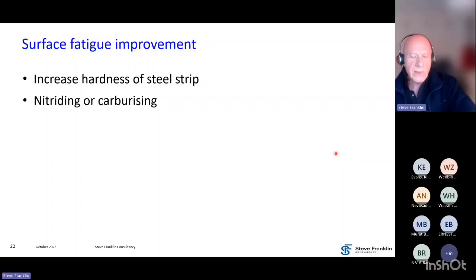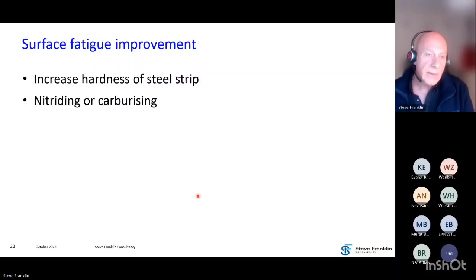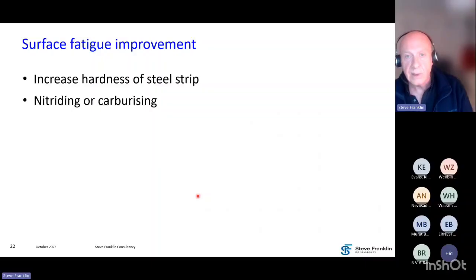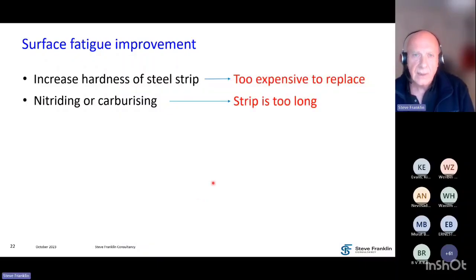So how can we improve matters? Well, we can increase the hardness of the steel strip, or we can carry out a surface treatment such as nitriding or carburizing to improve the fatigue behavior and or at the same time increase the hardness. But unfortunately, those were not possible in this case because it was already in the field, and it wasn't possible to replace the steel strip. It was too expensive.